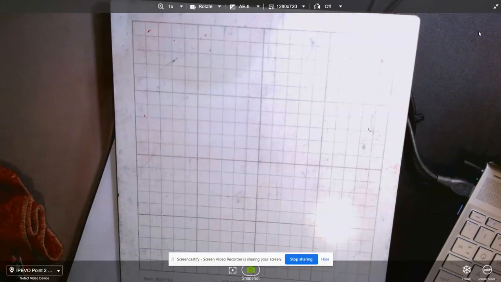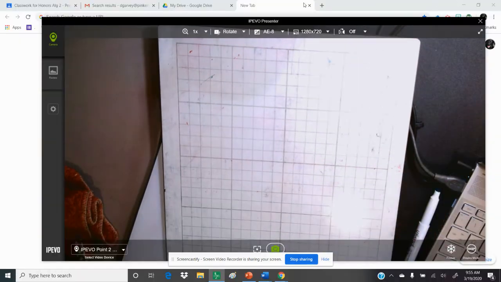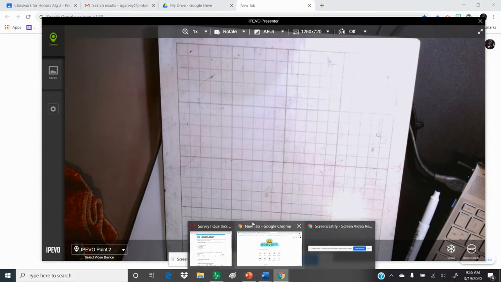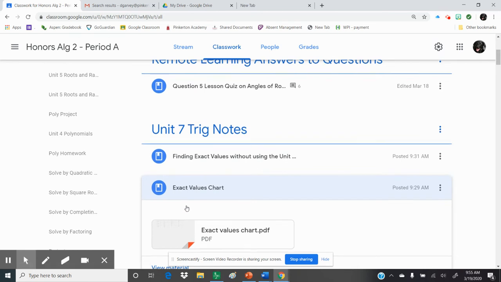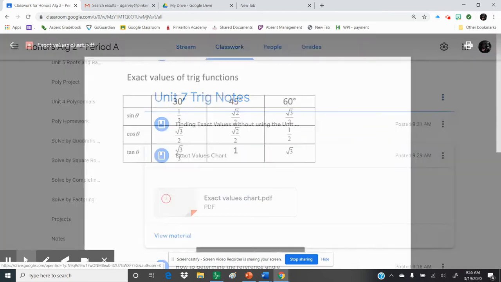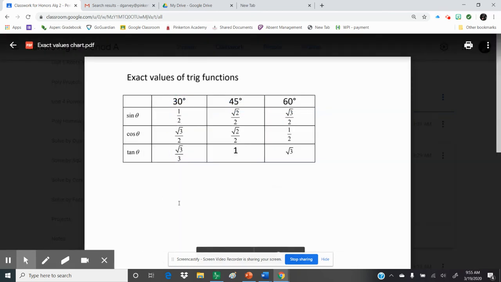All right, so today we're going to talk about how we find the exact value of a trig function without looking at our unit circle. So the first thing you want to do is make sure you have that chart kind of memorized. If I go to Google Classroom right here, under Unit 7 Trig Notes, you'll see there is an exact values chart. You click on that.